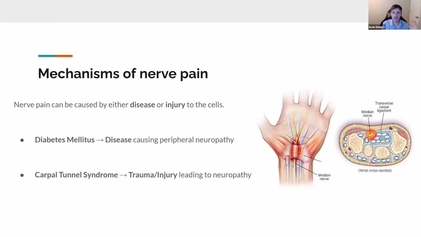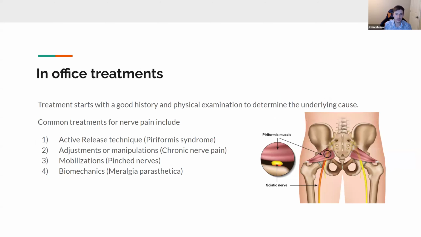So just to recap, you get either a disease or a trauma and injury to the nerve, and that's what's triggering the actual nerve pain. So what can we do about it? Well, there's lots of different treatments, but treatment always starts with a good history and a good physical exam, because we have to know what nerve is being affected and why it's being affected, right?